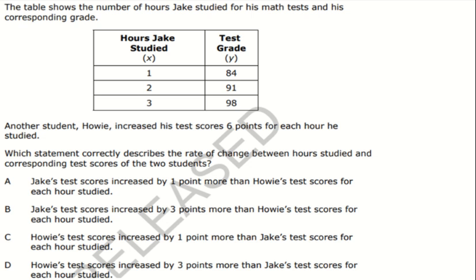So we got Jake here on the table. How much is Jake's test increasing? 84 to 91? 7. Yeah. It's changing y over changing x. The x value is only increasing by 1. So the y value increased 7. Howie, it says right there, increases 6. So Jake increased 1 more. You got to know what rate of change is, though, right? And then you got to know how to figure out the slope from the table kind of thing.